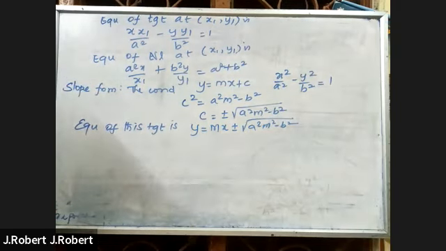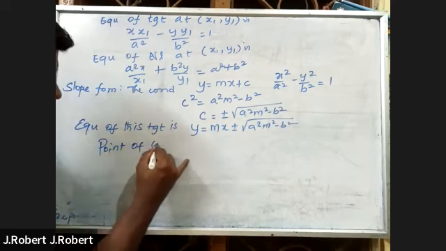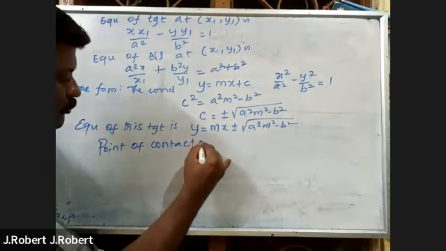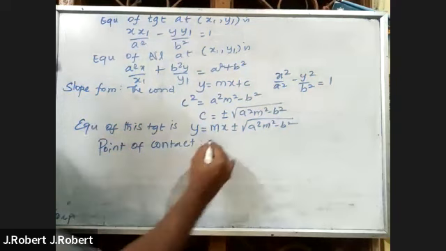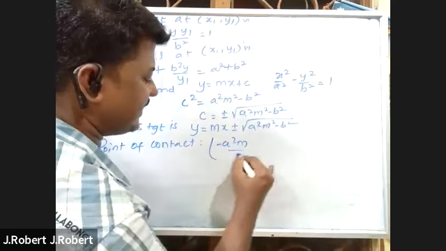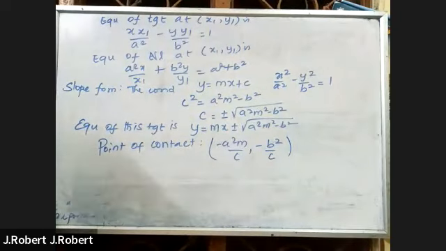Okay? Point of contact of this tangent. So these are all very useful results, sir, useful concepts. Minus a square m by c, comma minus b square by c.